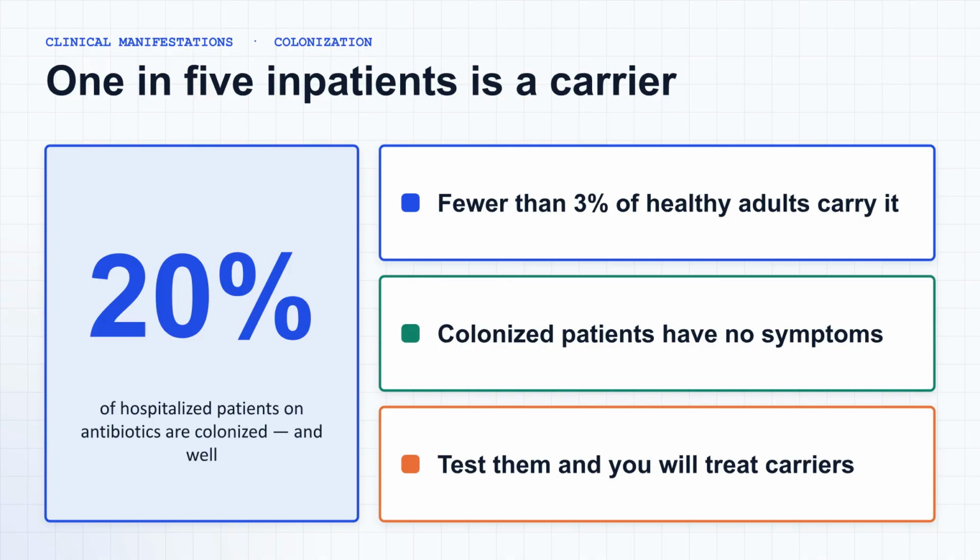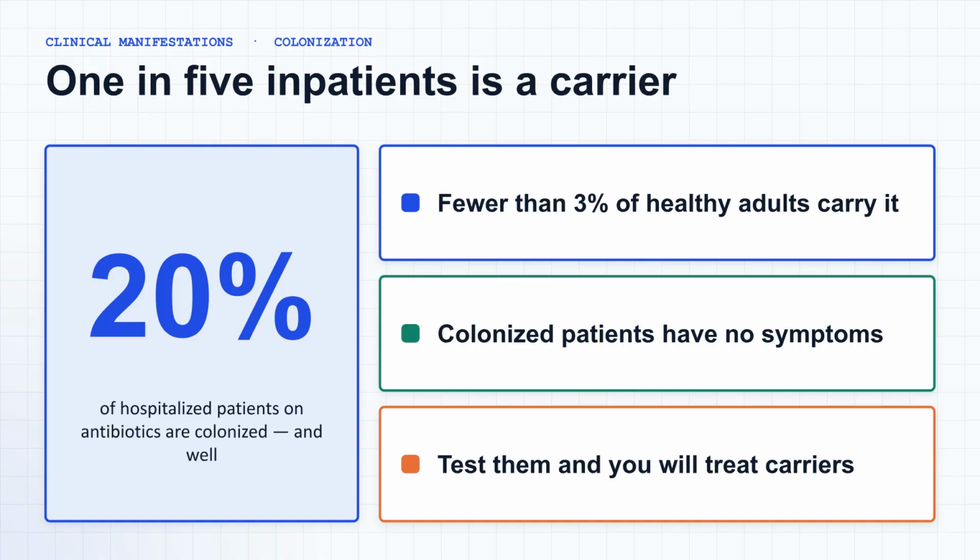Start at the left end of the spectrum. Asymptomatic colonization. In healthy adults, it is uncommon. Fewer than 3% carry the organism. But in hospitalized patients on antibiotics, that number jumps to about 20%. Read that second figure again. 1 in 5 inpatients on antibiotics is carrying C. difficile without disease. Now think about what happens if you send a stool on all of them.